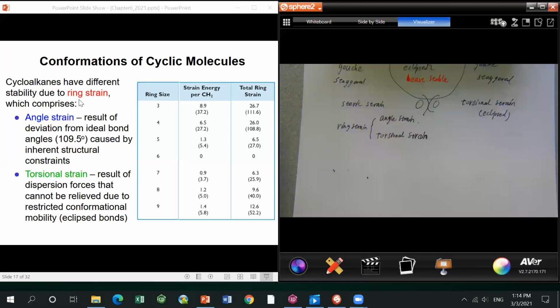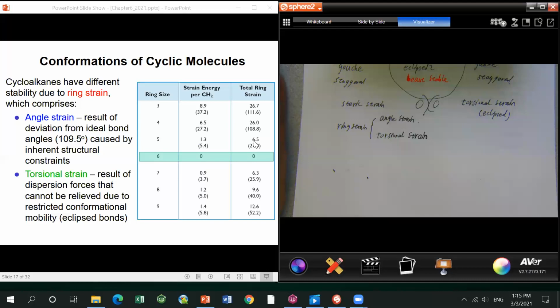And then here the chart shows you the different ring sizes and also the different ring strain, for example 3-membered, 4-membered, 5, 6, 7, 8, 9. If you take a close look, you find cyclopropane, the 3-membered ring, has huge ring strain, 27.6. And then cyclobutane, the 4-membered ring, is also quite huge. But when the ring size increases to 5 carbons, the ring strain is much less, only 6.5. The miracle happened.